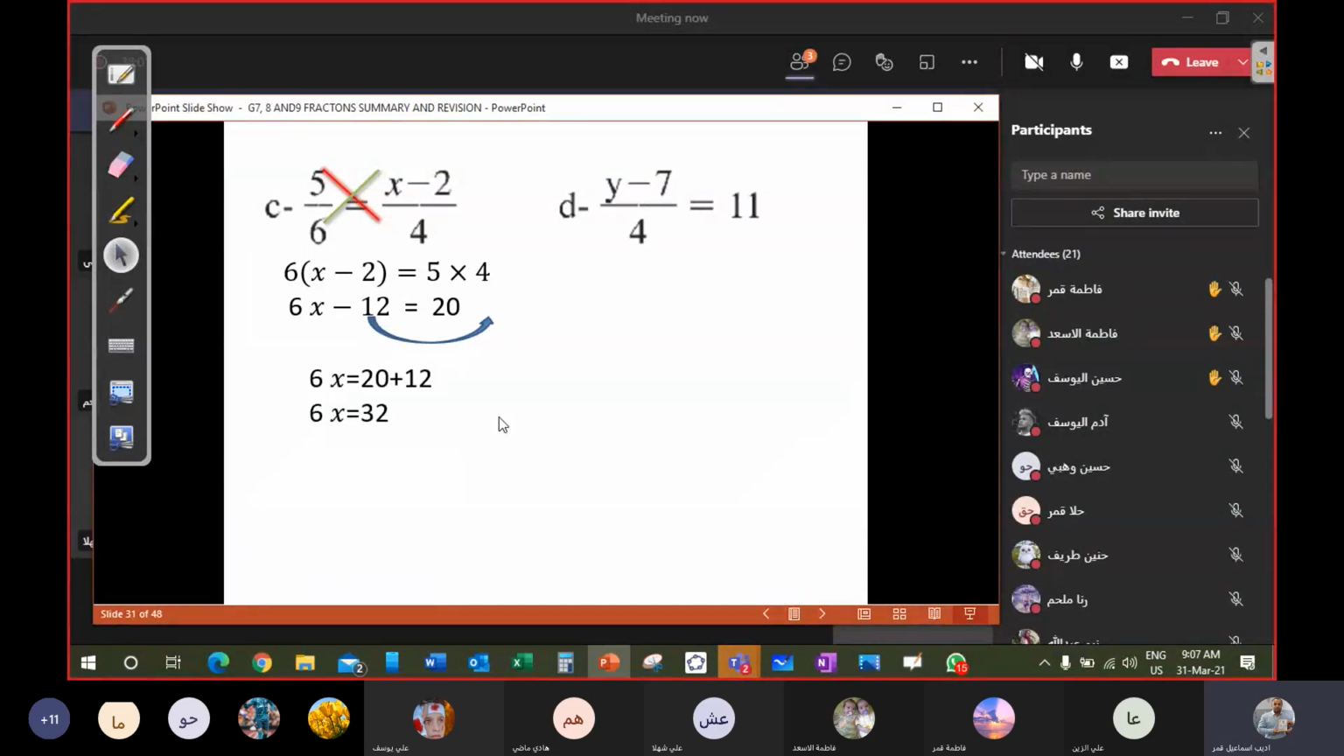Then we get, on the left hand side, 6x equal 20, we keep 20 as it is, and minus 12 which was on the left hand side, when we take it to the right hand side, it becomes plus 12. We just move it from one side to the other and change its sign.